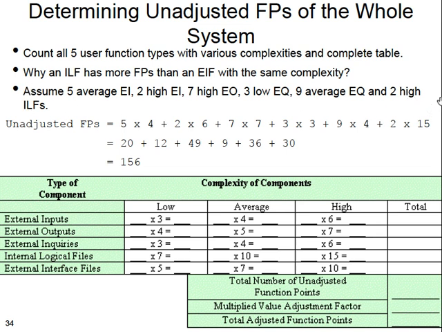If these represent all the functions of our system, we can, based on this formula, calculate. For example, average EI is 4. We have 5, so it becomes 5 times 4. 2 high EI, so the value is 6 function points per high complexity EI, so we have 2 times 6. And 7 high EO. EO high is 7.